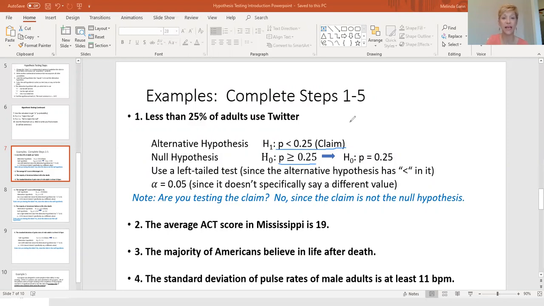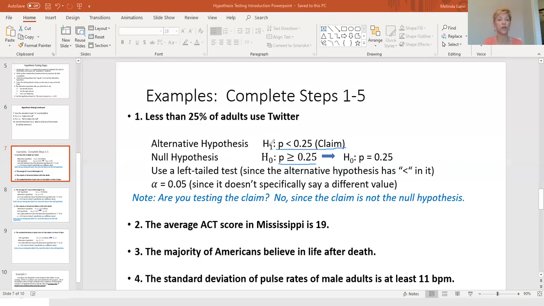Remember, the null has the equals. See, that one doesn't have an equals, but that one does. See, greater than or equal. So that's how I know that this one is my null hypothesis. So that makes that one the alternative. Now, usually I write the words null and alternative, but the book's going to use H sub 0 for null and H sub 1 for alternative.